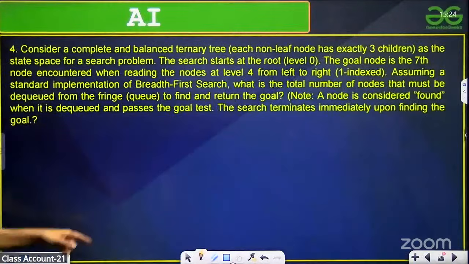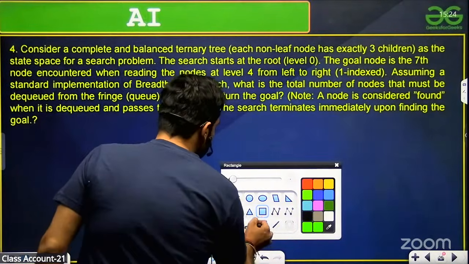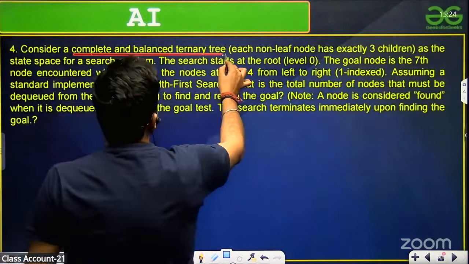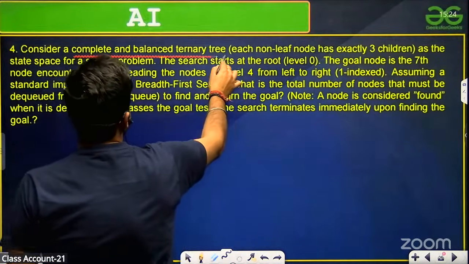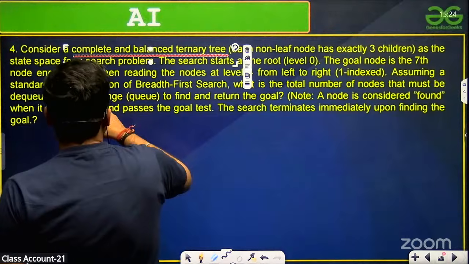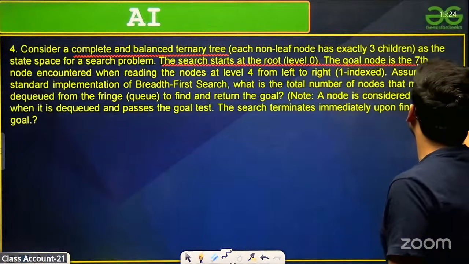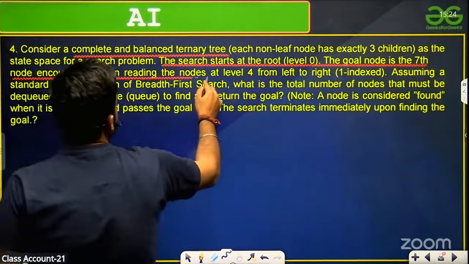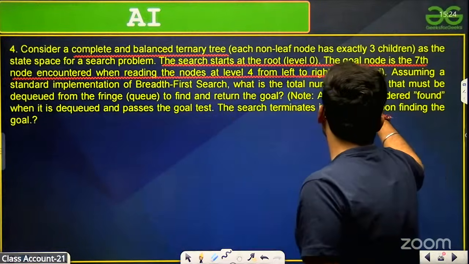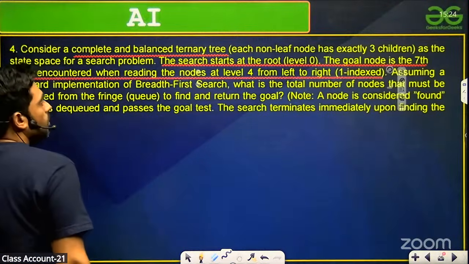Now see. He says consider a complete and balanced ternary tree. Complete and balanced ternary tree. The search starts at root level 0. The goal node is the seventh node encountered when reading the nodes at level 4 from left to right.